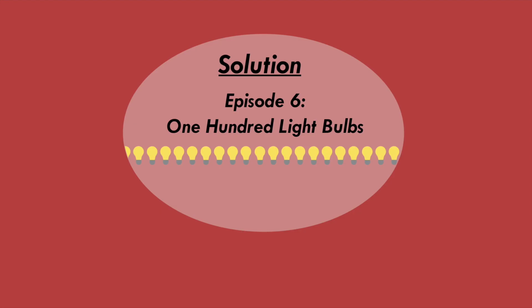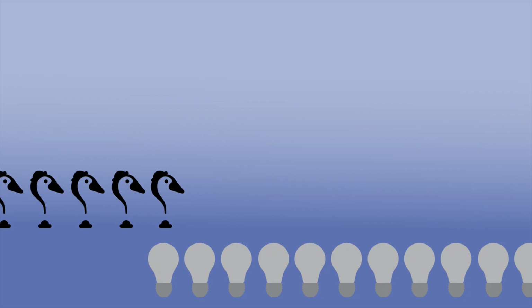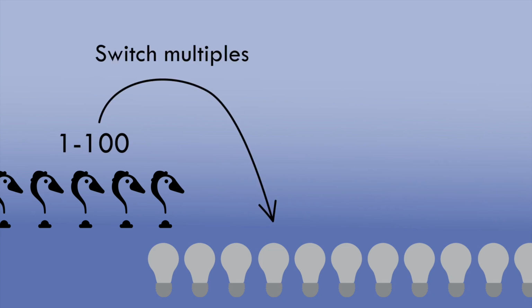This is the solution to episode 6, the 100 light bulbs problem. This problem is pretty clearly about numbers, so let's take a moment and see if we can restate things in a more mathematical way. Instead of thinking about players, let's just say we're counting from 1 to 100 and switching every bulb that's a multiple of each of those numbers.